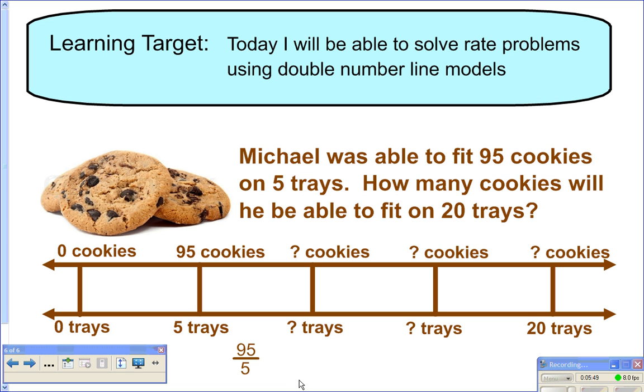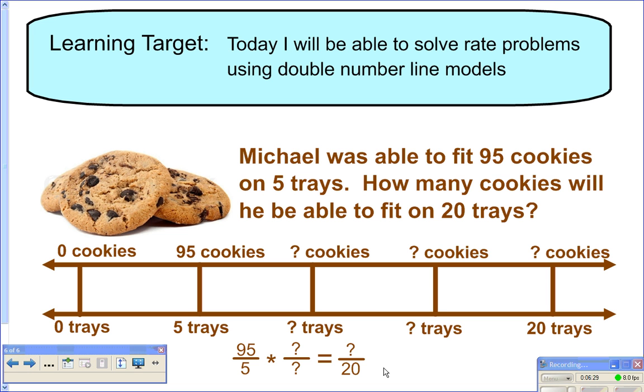There's our ratio, 95 cookies for every 5 trays. You want to multiply that by the big one. A certain number multiplied by the denominator to get a denominator of 20. The big one says that you're going to be multiplying the same number on the numerator as you did on the denominator, so that you're multiplying by 1, and this ratio is going to be the same proportional relationship.